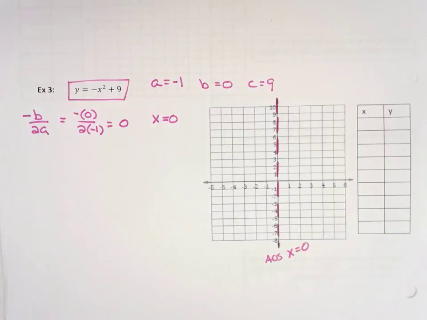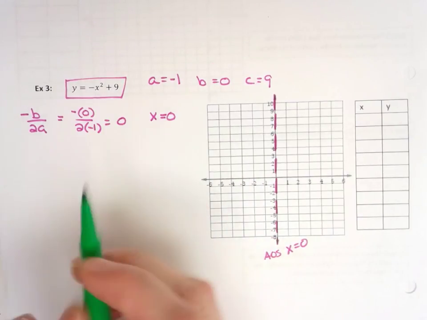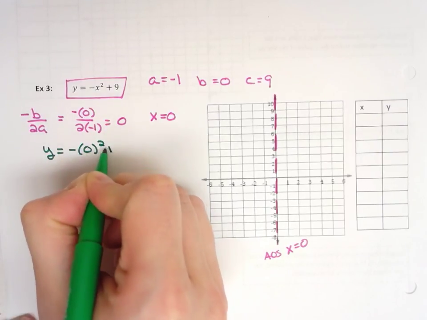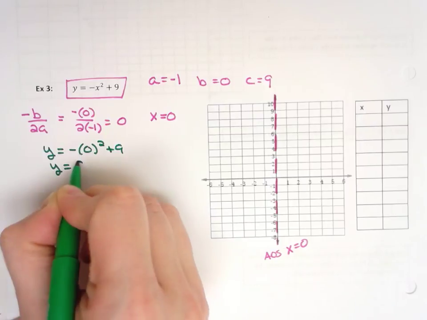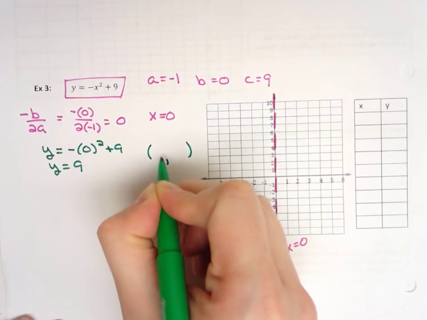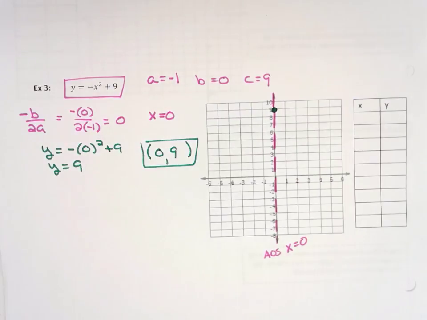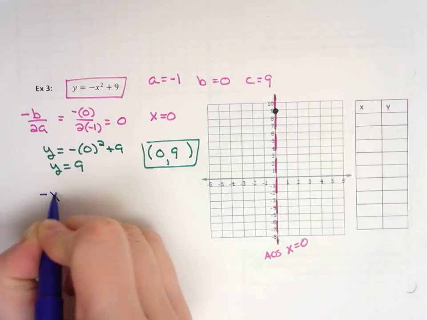So now that we've got the axis of symmetry, we can take that number and plug it back into the original problem. So y is equal to negative 0 squared plus 9, and that gives me a y value of 9. So now I've got the vertex point of my parabola, and I can go ahead and put that on my y-axis.